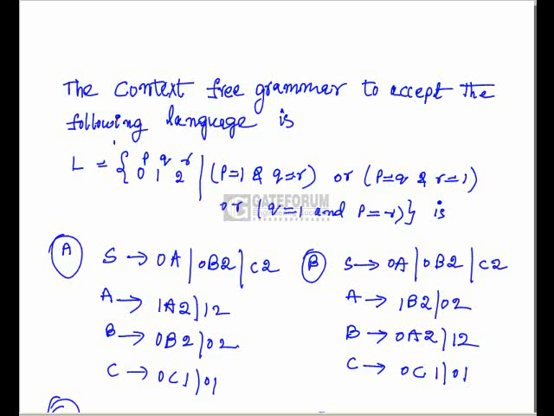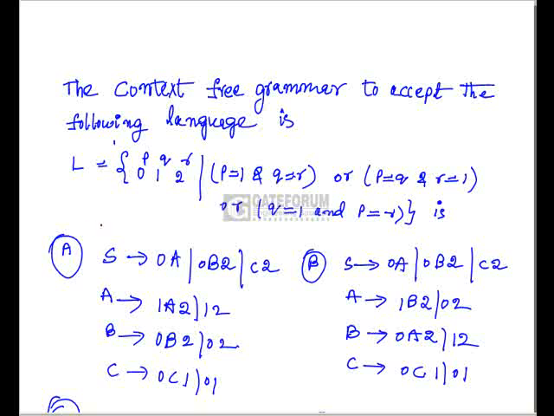Context-free grammar to accept the following language: L is equal to 0 power P, 1 power Q, 2 power R, such that P is equal to 1 and Q is equal to R. That means one 0 followed by Q number of ones and R number of twos. Ones and twos are the same, 0 is only one 0. Or P is equal to Q and R is equal to 1. Or, it is actually a union. Union of two CFLs is CFL.